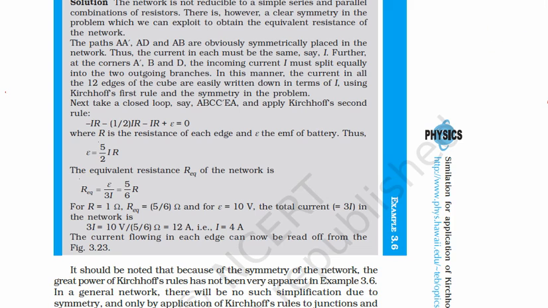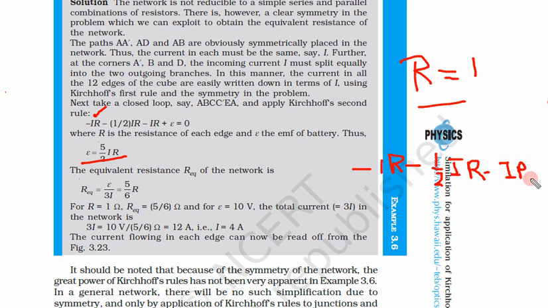5 by 2 IR, or 5 by 2 I, is equal to epsilon, because we have already taken R equal to 1. If we had not taken R equal to 1, or simply put R, what we would get is minus IR, minus 1 by 2 IR, because the current was 1 by 2 I into resistance R. The third one was minus IR. Epsilon was plus because we were moving from negative to positive. So this will be 0. So IR plus IR, 2 IR, 2 and a half IR.